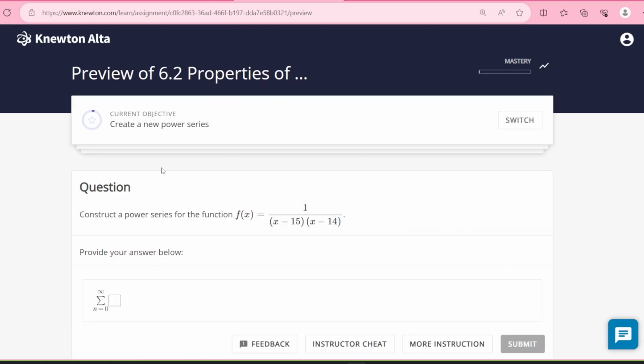All right, so now we're asked to, again, create a new power series. And this one has a nice product going on down here. So we're asked to construct a power series for the function f of x equals 1 over x minus 15 times x minus 14.